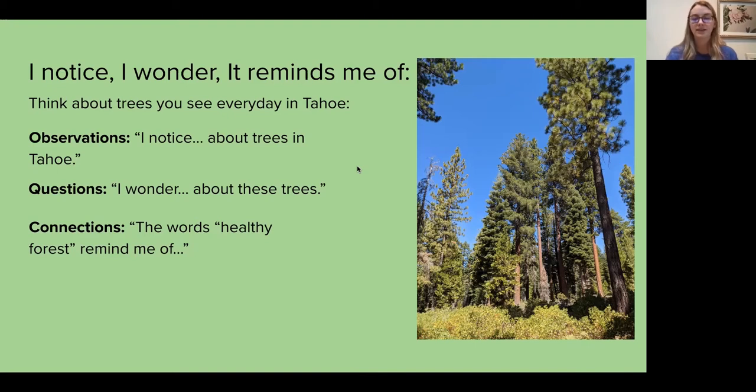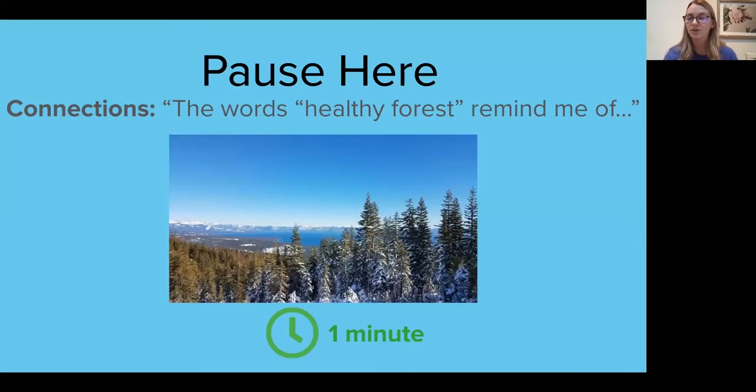And then the last section is our connections. So I want you to make some connections using the phrase, the words healthy forest remind me of. So again, you have 1 minute to discuss or write down what the words healthy forest remind you of.